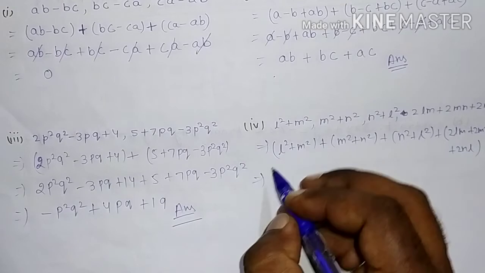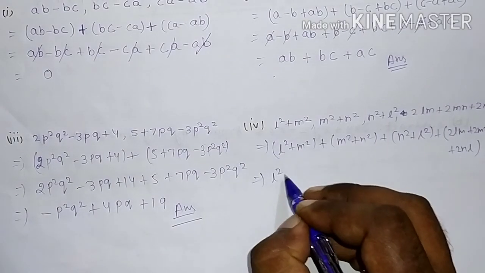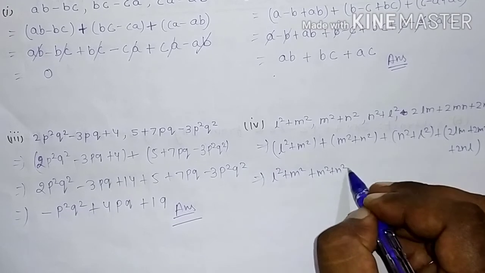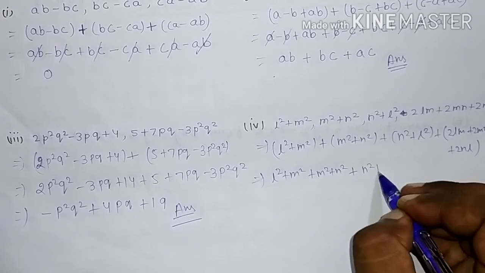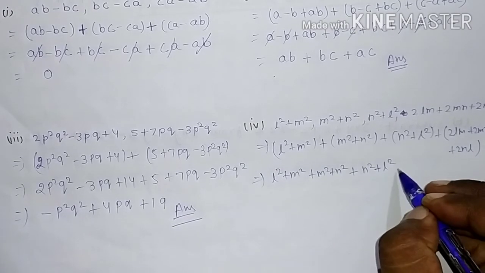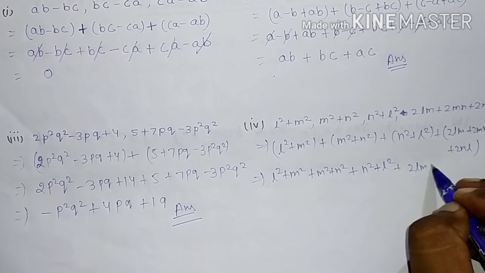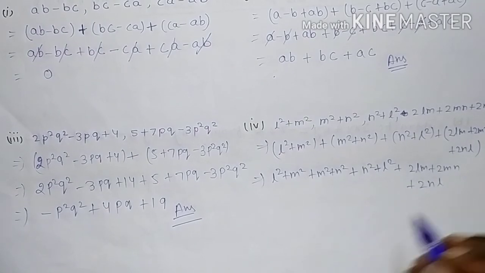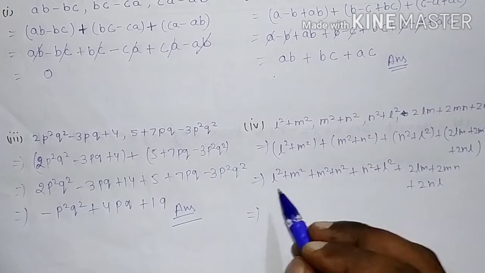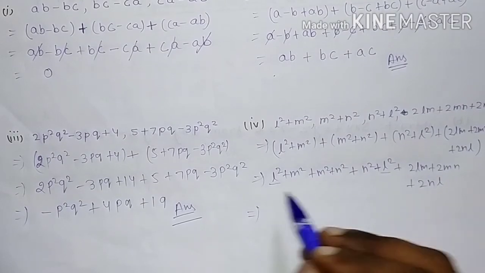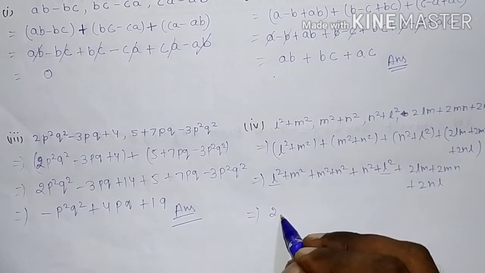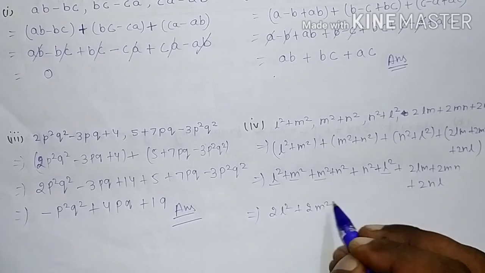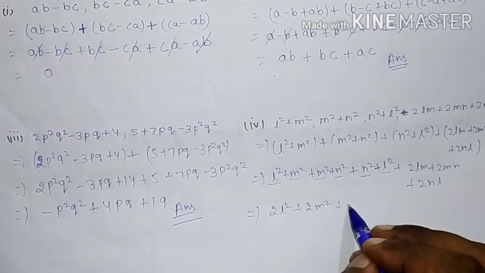So just simplify it. Just open the bracket. So L square plus M square plus M square plus N square plus N square plus L square plus 2LM plus 2MN plus 2NL. Now simplify it. L square and L square will be 2L square, M square plus M square is 2M square, N square plus N square is 2N square.